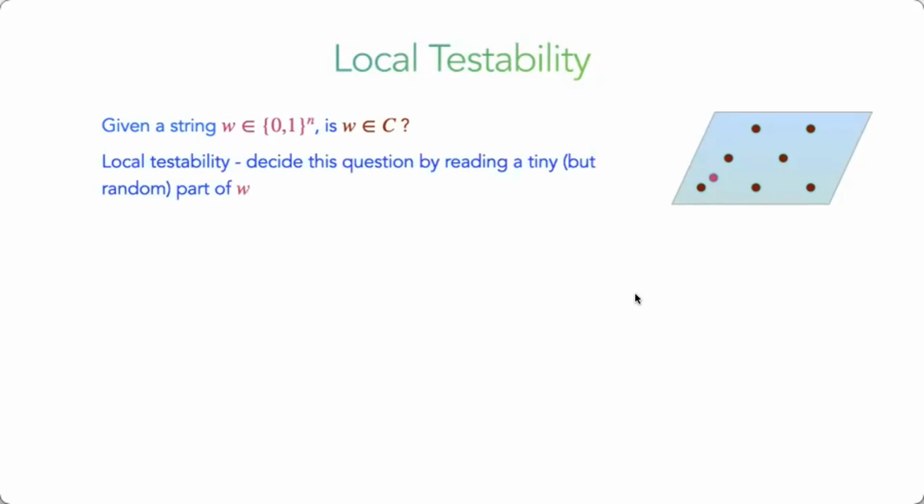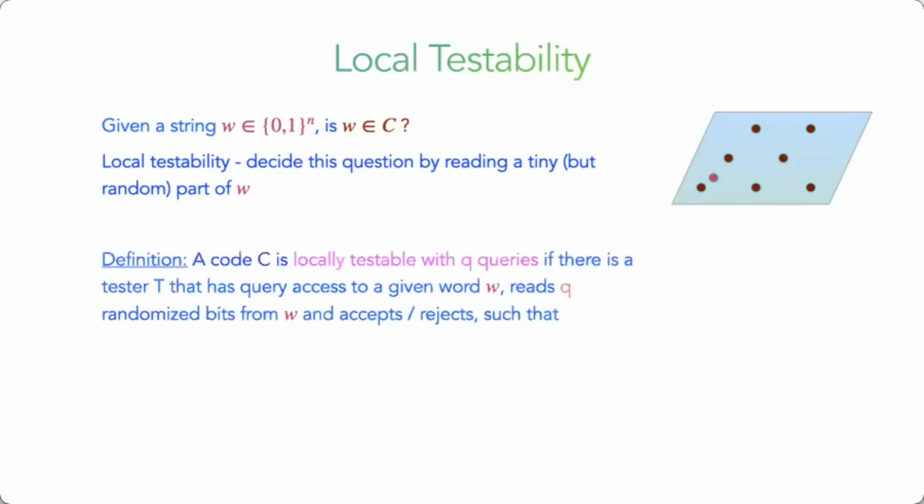So local testability allows me to decide such a question without even looking at the entire string. So super, super efficiently, you just look at a small random part of the string W, and you can decide if it's in the code or not. That's local testability, and it's part of a more general framework of property testing, where you're given some big object, like a string in a code, but maybe something else, and you want to probe it randomly and just look at a little part of it and deduce some property of it. You won't deduce it with 100% certainty, but you will be able to make some kind of assertions about it.